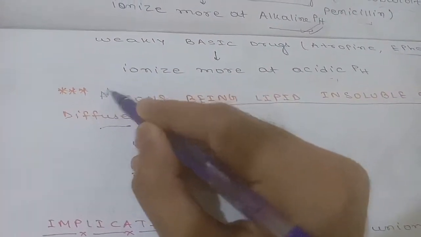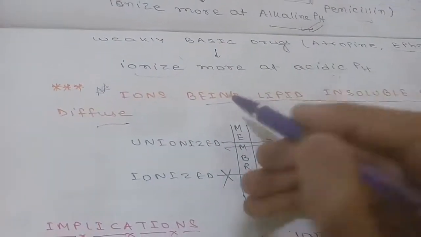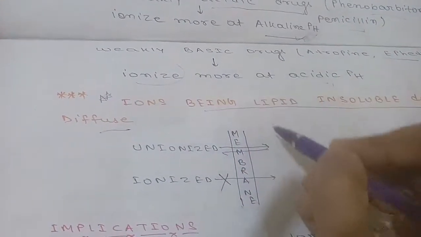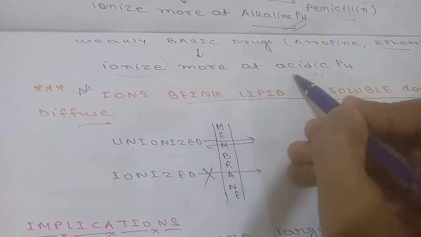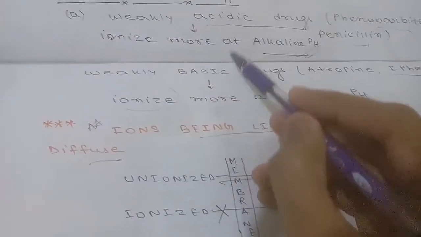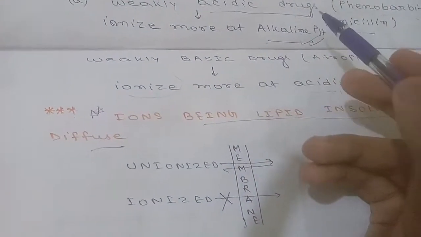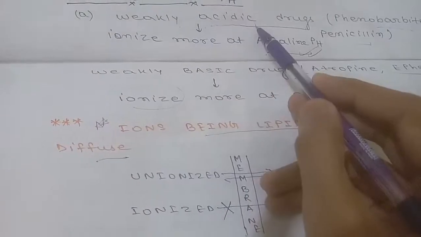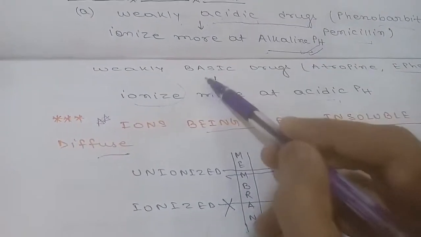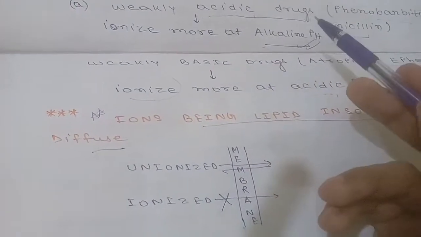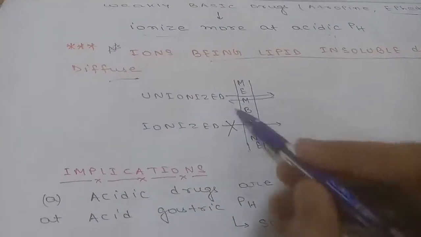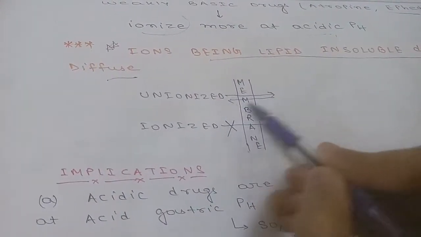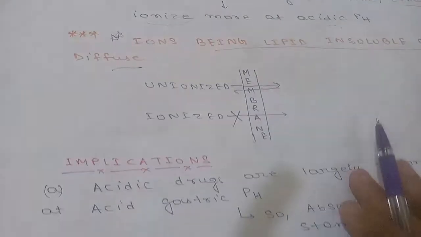This is the important point. After ionization, ions are formed, so a weakly basic drug will be less diffusible at acidic pH, whereas a weakly acidic drug will be less diffusible at alkaline pH. Clear? So a weakly acidic drug will be absorbed more at acidic pH, and a weakly basic drug at basic pH. This is showing here unionized. Ionized will not cross the membrane.